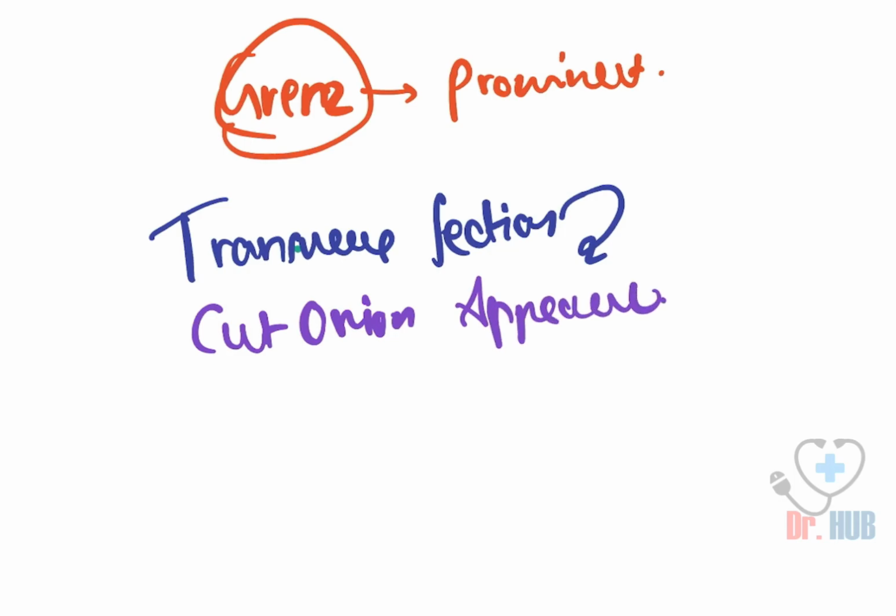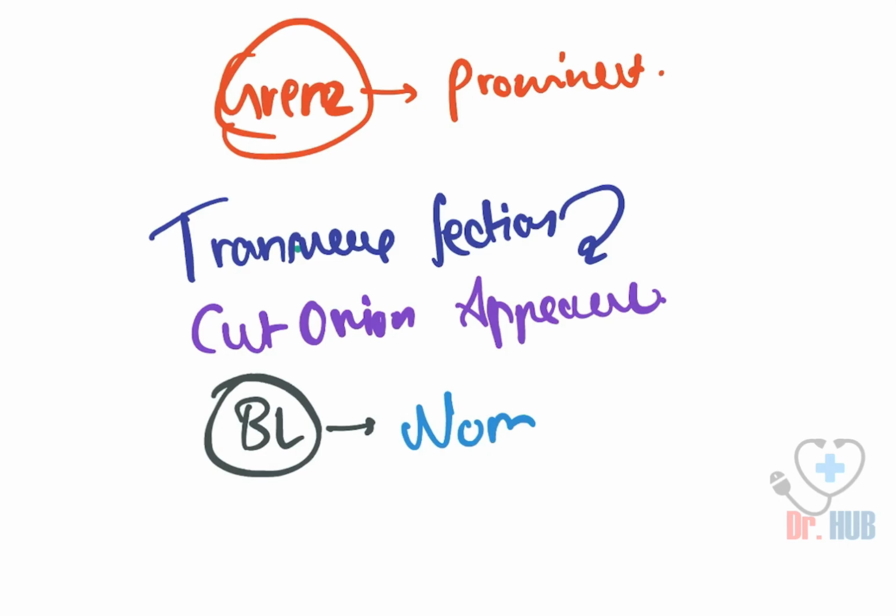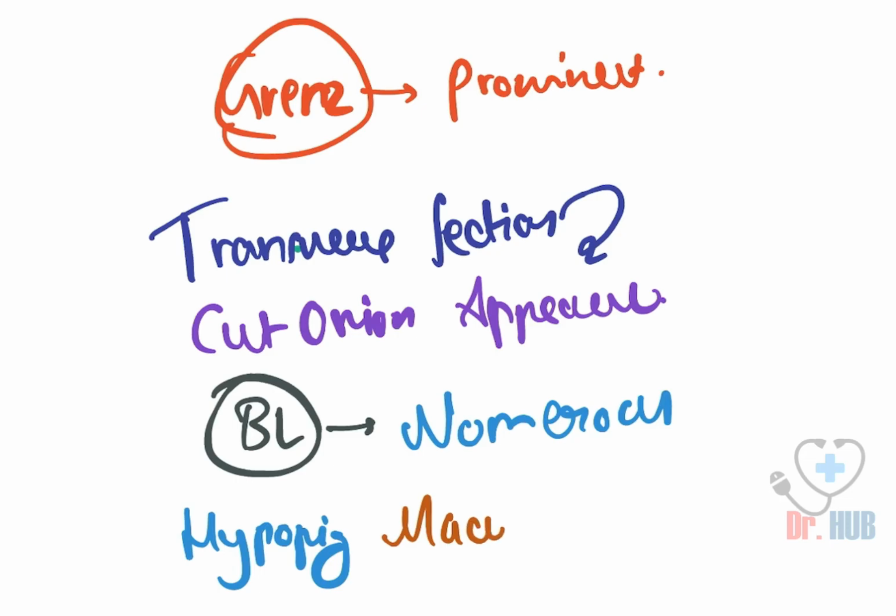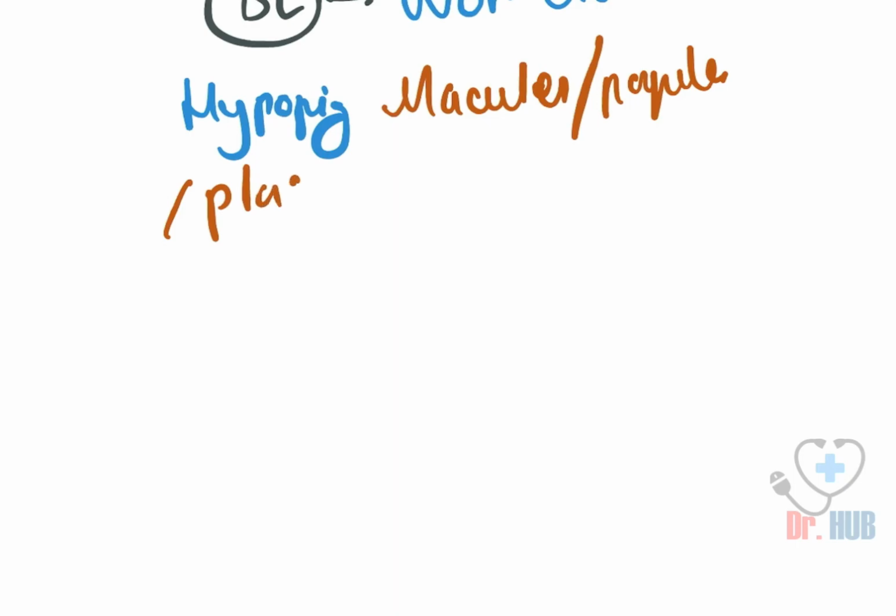Then we finally move on to the borderline lepromatous type. Here we need to know about the number and type of lesions. As we move towards the lepromatous end, the number becomes more. It is numerous and hypopigmented. They are hypopigmented macules, then papules, next plaques, and then some nodules as well.